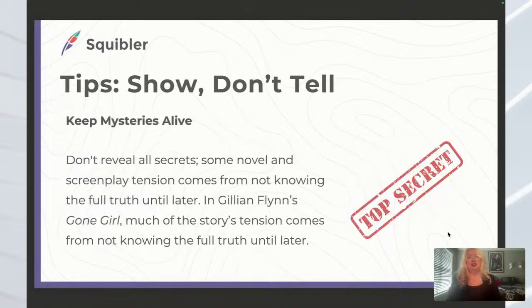Another tip for limiting your exposition is to make sure you keep your mysteries alive. You don't want to reveal all your secrets at once. And some novel and screenplay tension comes from not knowing the full truth until much later, almost at the end of the work itself. For example, in Gillian Flynn's Gone Girl, much of the story's tension comes from not knowing the full truth until later. And it's a shocking result when we get to the end of the book or the film.